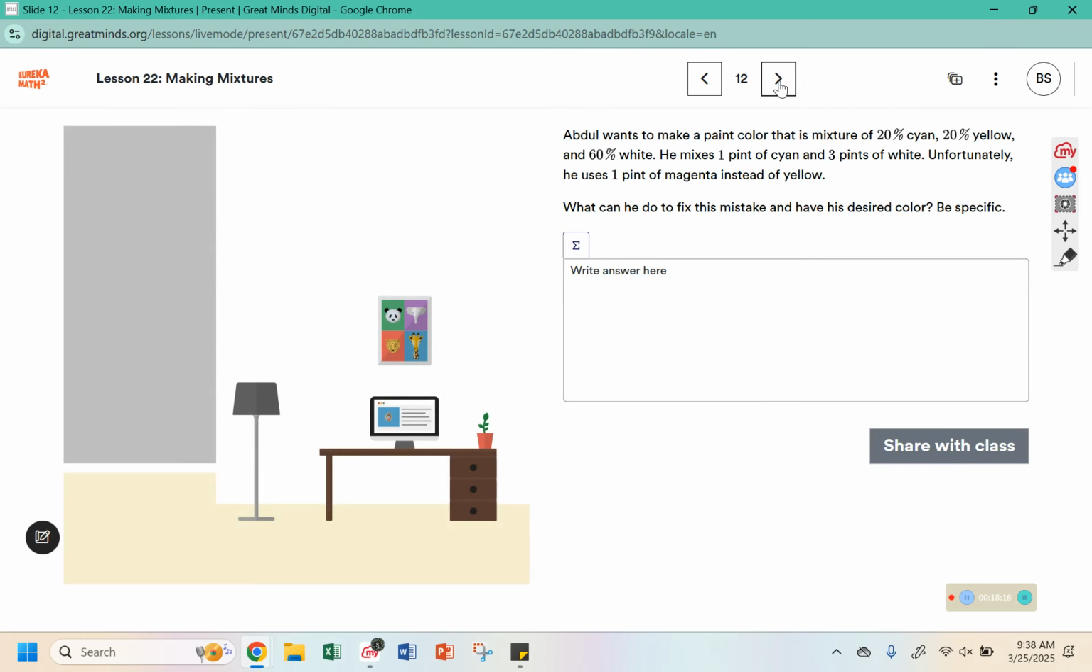Abdul wants to make a paint color that is a mixture of 20% cyan, 20% yellow, and 60% white. He mixes 1 pint of cyan and 3 pints of white. Unfortunately, he uses 1 pint of magenta instead of yellow. What can he do to fix this mistake and have the desired color? Be specific.